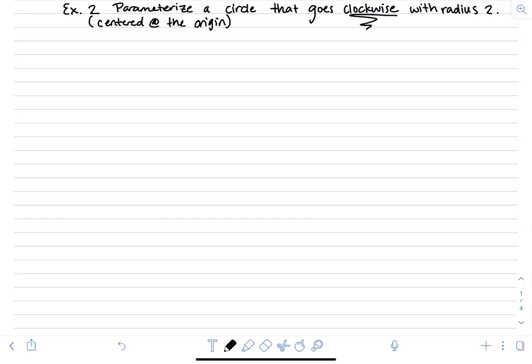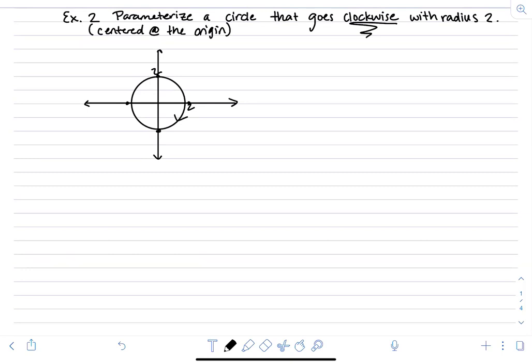So if we look at our graph of this circle, it's basically a scaled up version of our unit circle. So our unit circle would have radius 1 because it's called a unit circle. And this circle has radius 2. So it looks something like that. And it's traveling clockwise. So that's different than the unit circle, which generally travels counterclockwise.